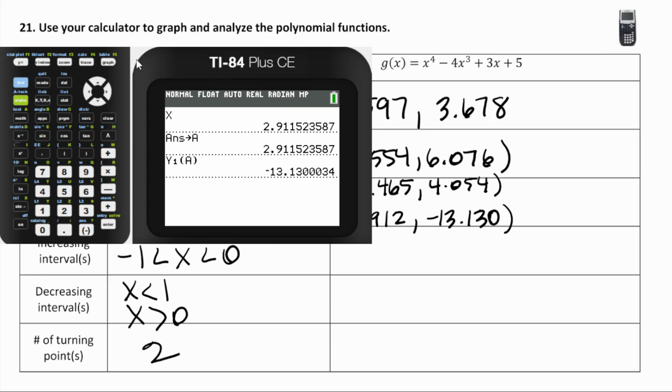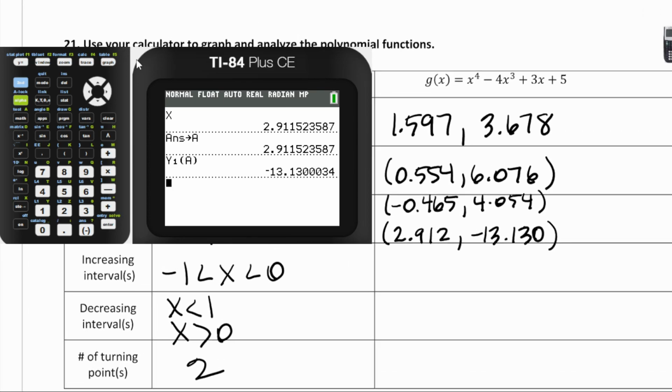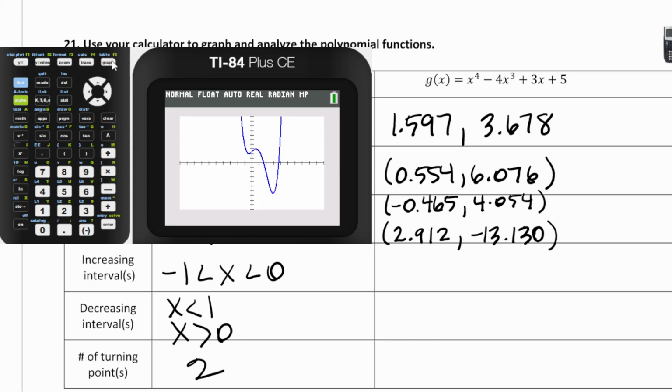What else are we asked for? Intervals of increase and decrease. So I'm going to go back to the graph. Because I've got 1, 2, 3 extrema, I know I'm going to have 3 turning points, because the turning points are local extrema, local maxima or local minima. The intervals of increase would be between the first minimum and then that maximum. So that would be from negative 0.465 up to 0.554. And then also after the second local minimum, so that's where x is greater than 2.912.